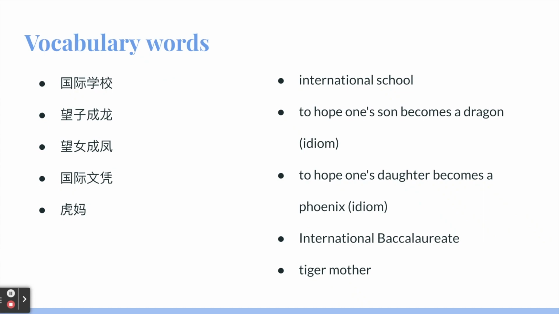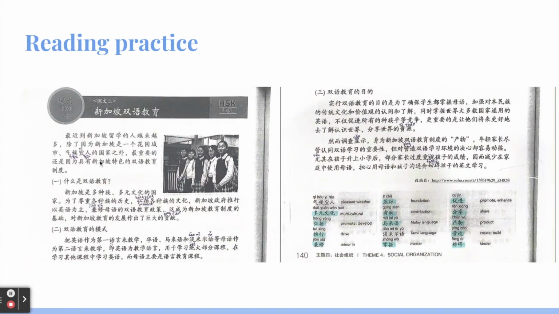And the next vocabulary word is 国际文凭, which means International Baccalaureate, which basically means IB. And the last word is 虎妈, which is tiger mother. This 虎妈 means a mom that is strict in education. So this is a text I chose to read out. This is about 新加坡双语教育, which means bilingual education in Singapore. I'll be reading this text and you could follow along.